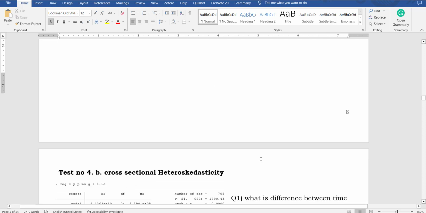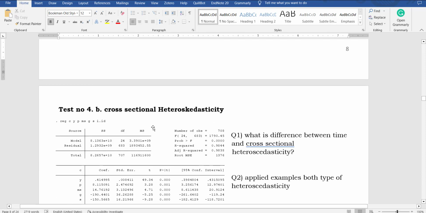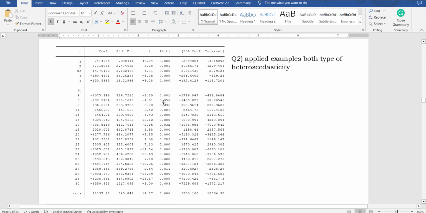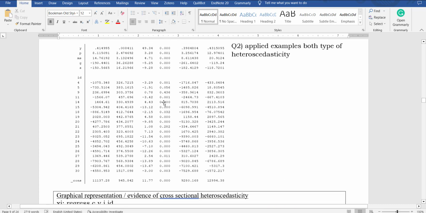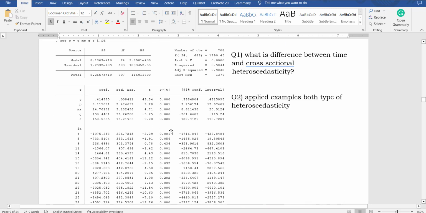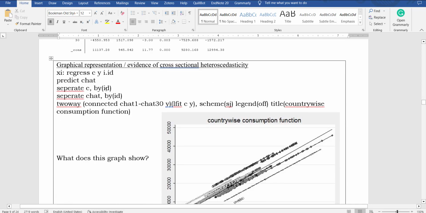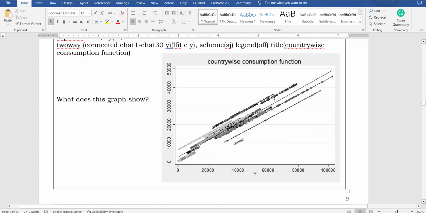And we can check for cross section hetero. There is no specific command in Stata. What we can do is add the cross section dummies in the data, and if they are mostly significant, then it means that there is cross section hetero. This is the numerical way, and you can also do it using a graphical method. There is a command that you can run to run regression for each cross section and then plot the lines.